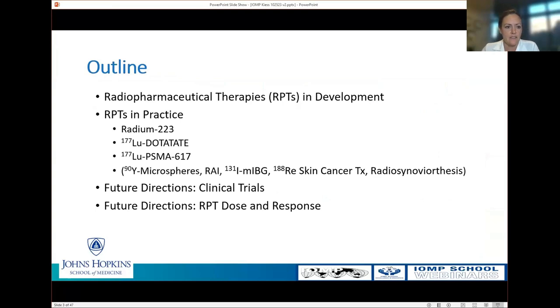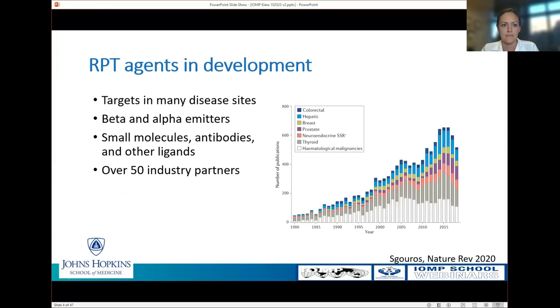So we'll first have a fly-through presentation of some of the current systemic radiopharmaceutical therapies in practice. I'll focus on those top three agents here that were more recently FDA approved. Due to time constraints, I won't be discussing the ones in parentheses, although there are many exciting radiopharmaceutical therapies in use in addition to those three. And then we'll turn to future directions, both in active clinical trials and in the areas of dose response assessment.